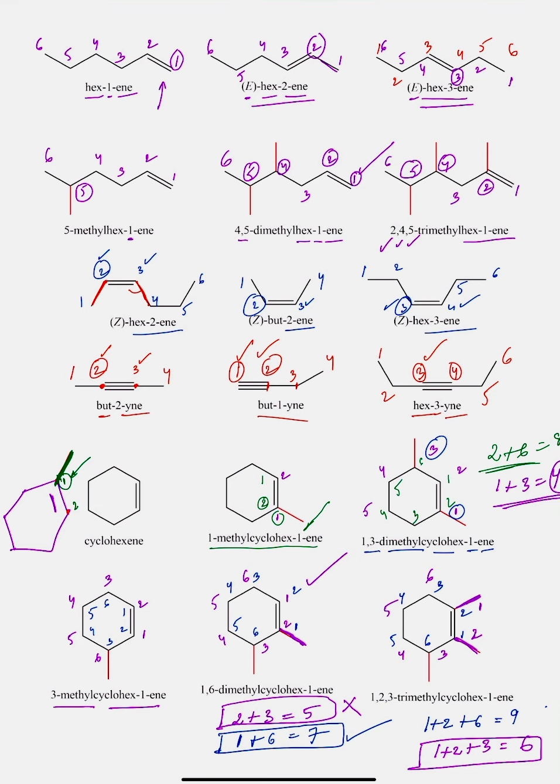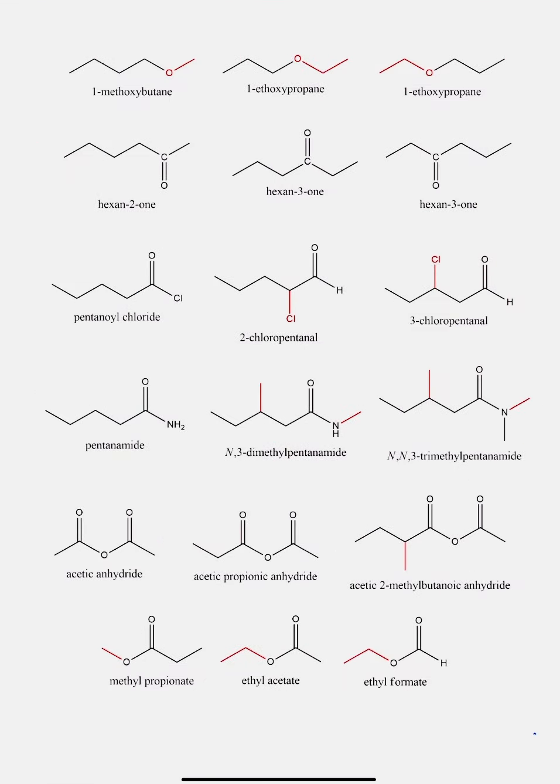So let me go to the next slide. So here we come to ethers. Whenever we have ethers, we consider one of the alkoxy groups as a substituent. Let me explain how we name ethers. Let's proceed with the structures.